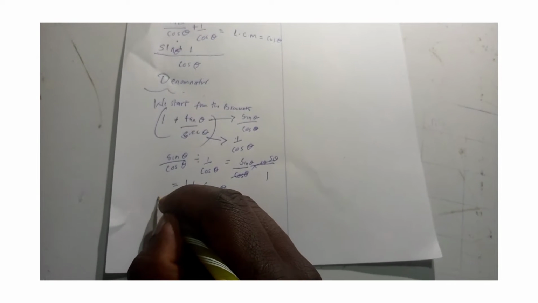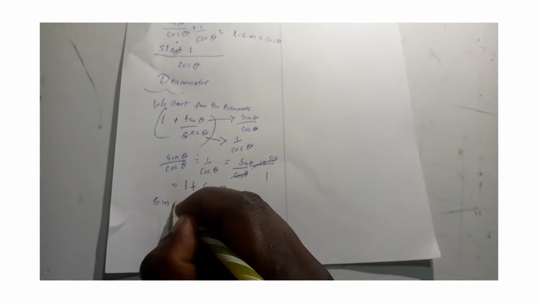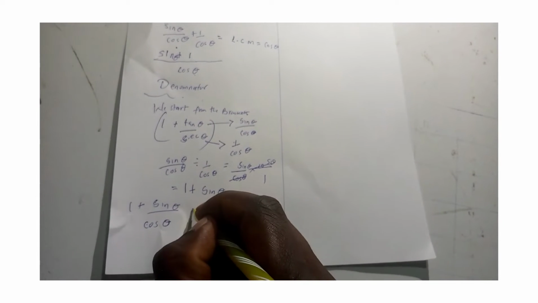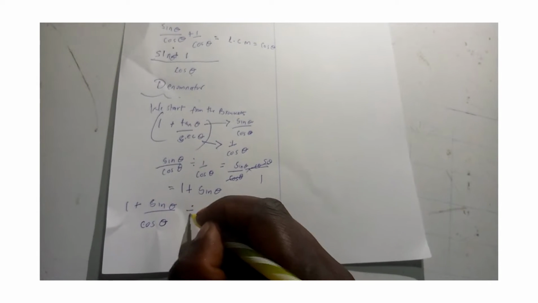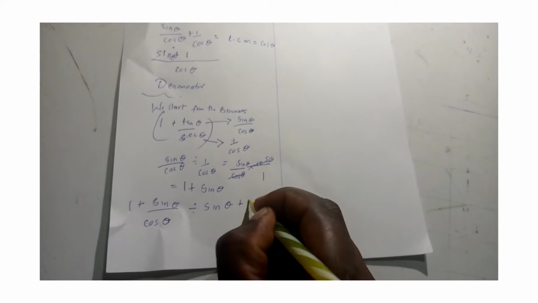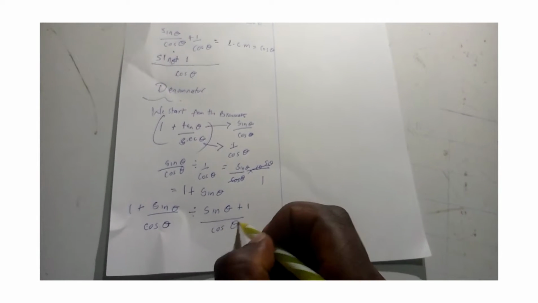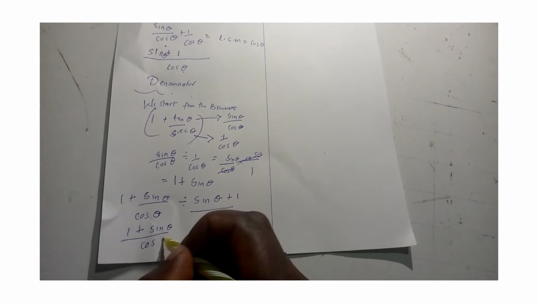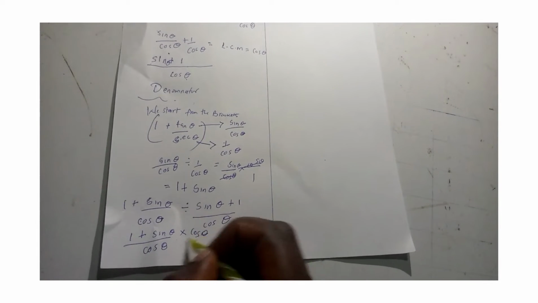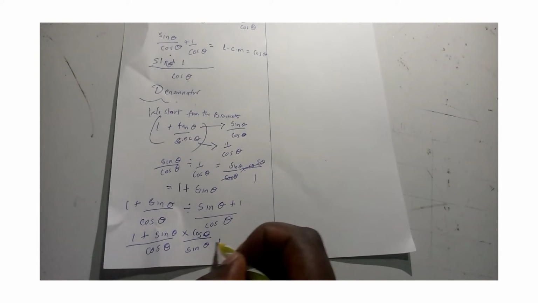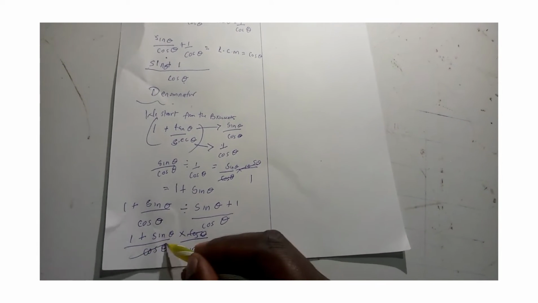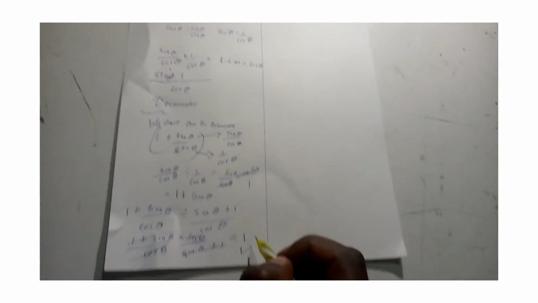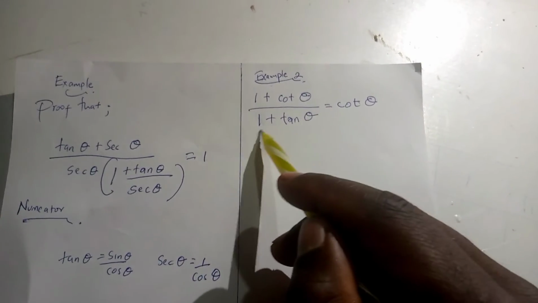Then we remember we have sec theta outside, which is 1 over cos theta. So it will be 1 plus sin theta over cos theta. Our LCM will be cos theta. Now we divide the numerator and the denominator, and when you divide, it changes to multiplication. Now we cancel the cos theta and cos theta, and the sin theta plus 1, which will give us 1.